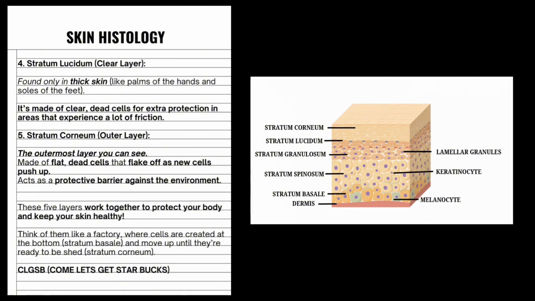The stratum corneum is the outer layer. The outermost layer you can see, made of flat, dead cells that flake off as new cells push up. It acts as a protective barrier against the environment.